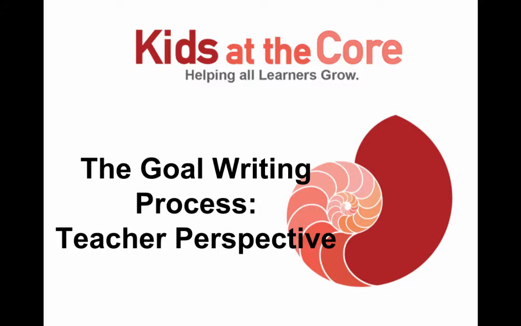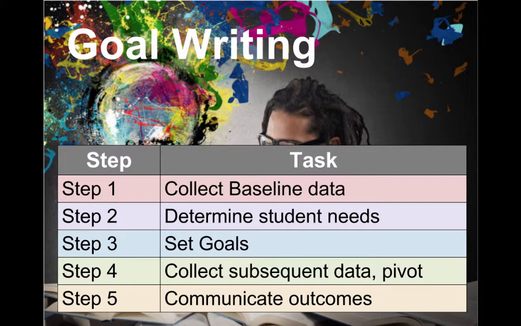I think it's important that we spend some time talking about the goal writing process. This is related to the Student Learning Objective, or SLO, and we're going to talk about it from the perspective of the teacher and some of the things that are important to consider during this process. In the goal writing phase, there's really 5 specific steps that need to be addressed.